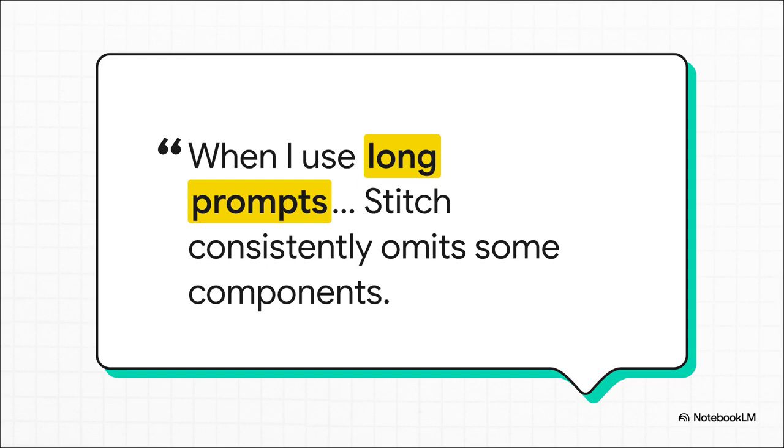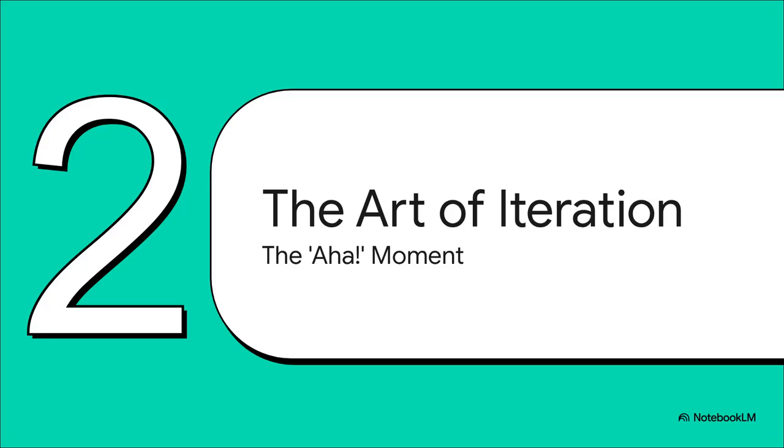Another user, Huang Ainhuin, pointed out that with these super long, detailed prompts, the AI simply starts forgetting to include things. It's kind of like giving someone a 10-step instruction, and by the end, they only remember the first 6. So if these big, complex, all-in-one prompts are the problem, then what's the solution? Well, this brings us right to the aha moment, the thing that unlocks the real power of Stitch, understanding the art of iteration.